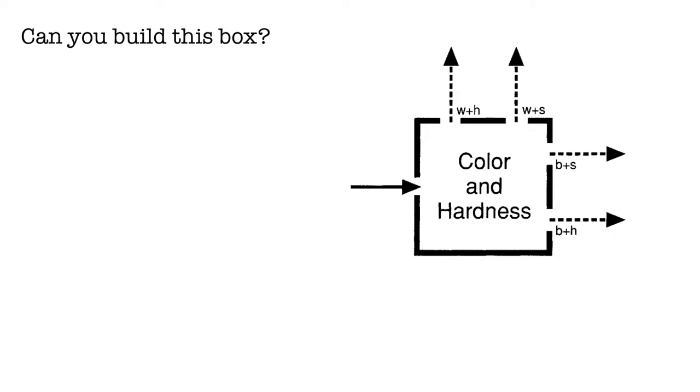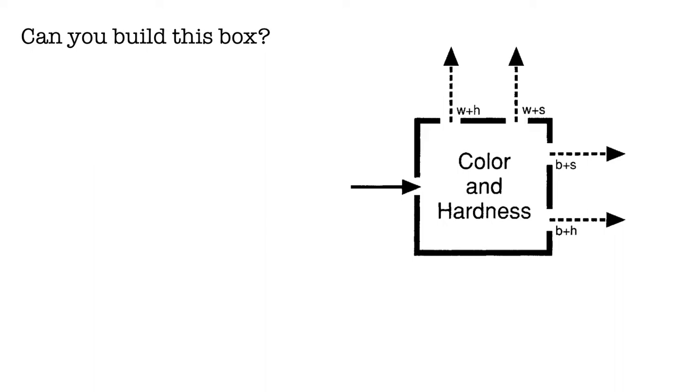Well, if you understood and followed experiment number 3, you will know very well that this device is impossible to build, even in principle, right? Because we cannot simultaneously have an electron with defined color and hardness, but that's exactly what this box is requiring us to have. So this box is completely inconsistent with quantum mechanics. There is no such thing as a white and hard electron or a blue and soft electron.